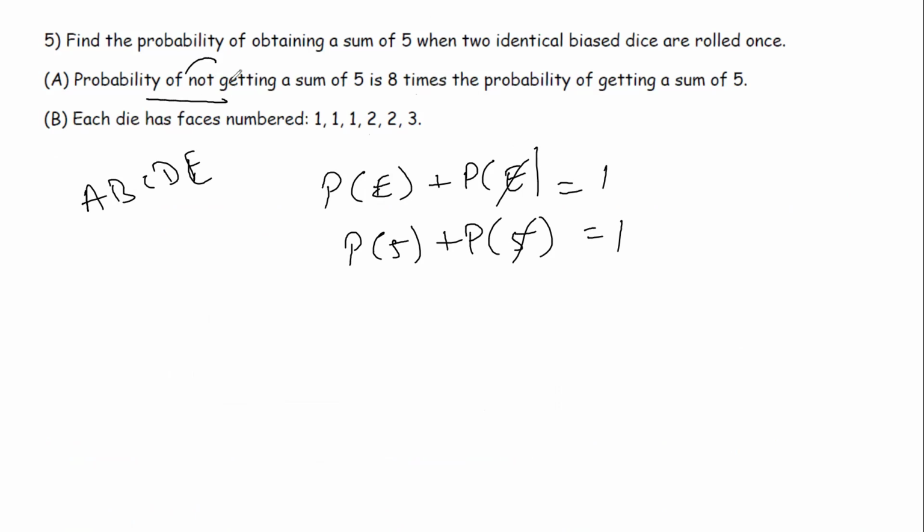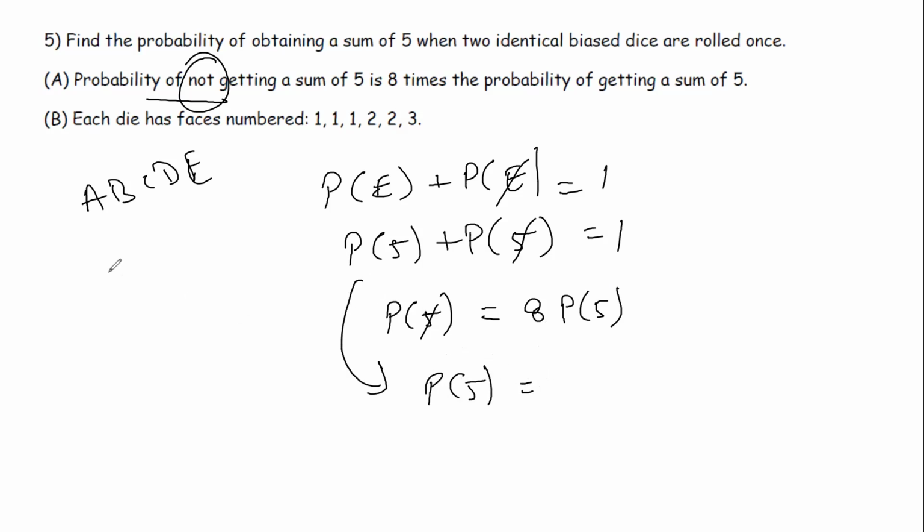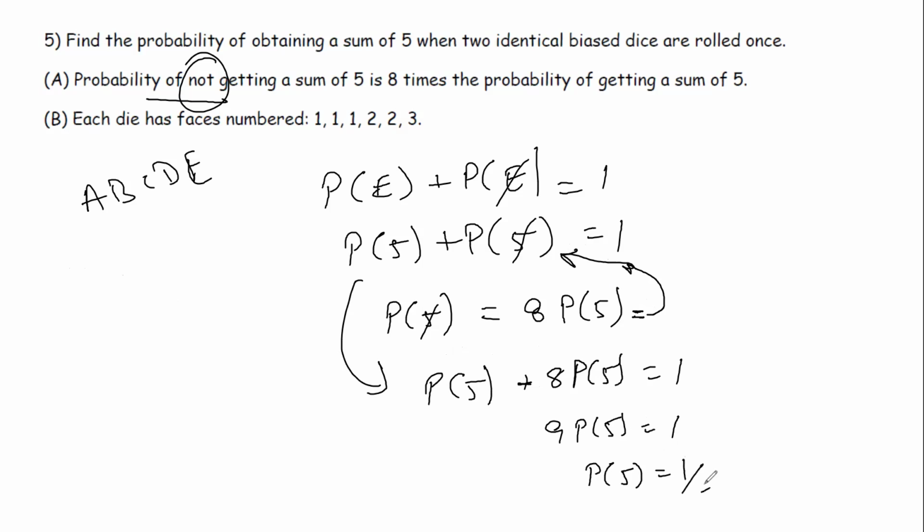Now here it says the probability of not getting a sum of 5 is equal to 8 times the probability of getting a sum of 5. And then we just substitute. So no more of the long calculations that I did before. So P of 5 plus 8 times P of 5 is equal to 1. So 9 times P of 5 is equal to 1. So P of 5 is 1 by 9. It does give us the same answer.